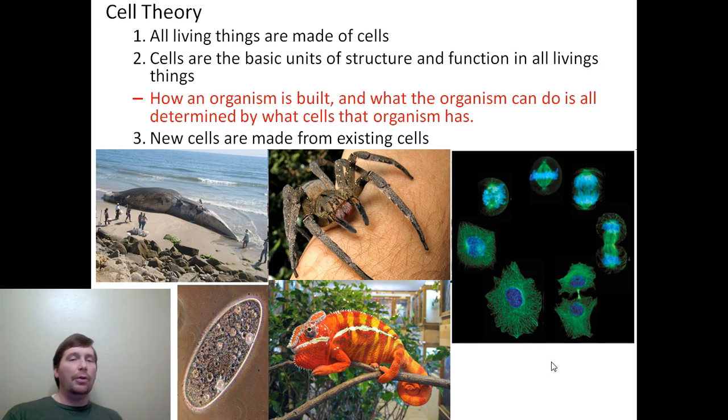So the 3 points of cell theory: all living things are made out of cells, cells are the basic units of structure and function in all living things, and new cells are made from existing cells.